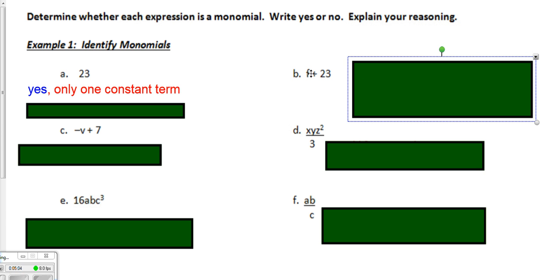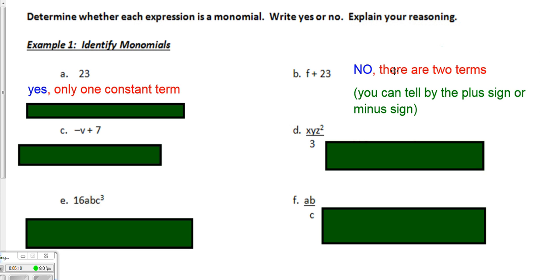For B, we have f plus 23. This one has a plus in the middle of it, so we would say no. There are two terms here, f and 23, so you can tell by the plus sign or the minus sign that no, this is not a monomial. There's more than one term there.